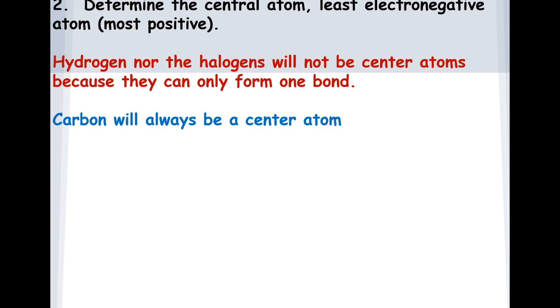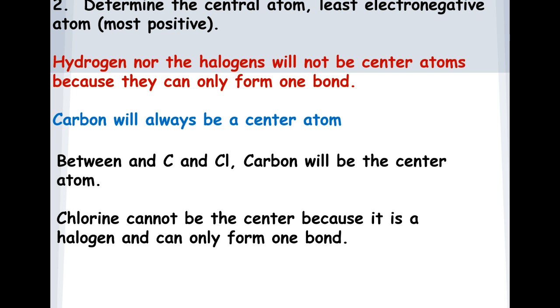But here are 2 other things that we can consider. Hydrogen and the halogens will never be center atoms because they only form one bond. Carbon, on the other hand, will always be a center atom because it can form 4 bonds. And if you consider hydrogen, halogens, and carbon, you usually can just figure out what your center atom is going to be. So in our molecule, we have carbon and chlorine, and because chlorine is a halogen, it can't be in the center, so carbon will be our center atom.